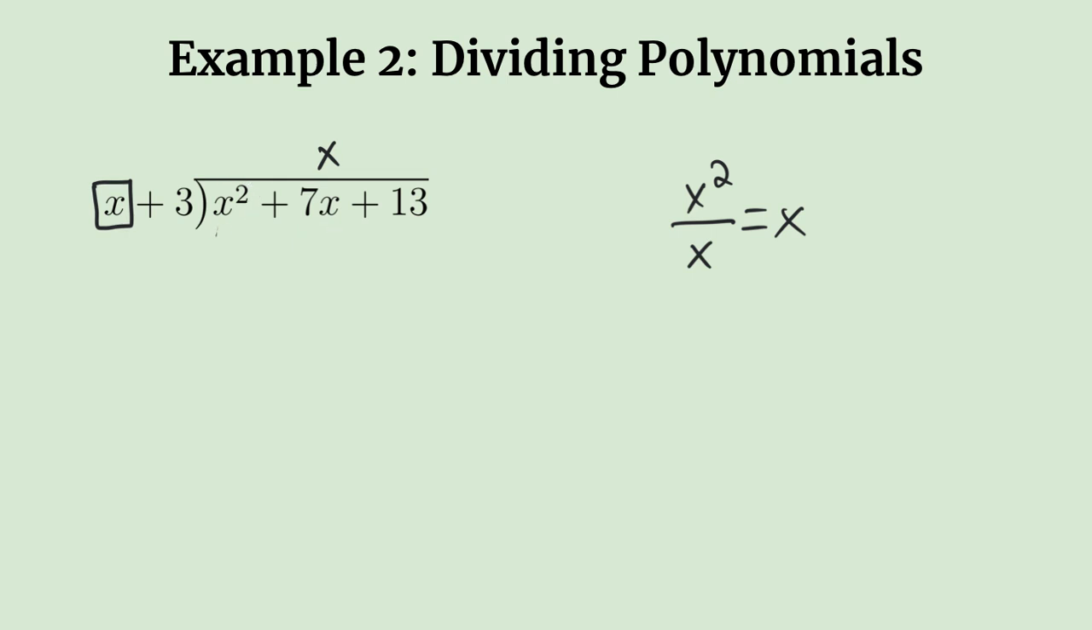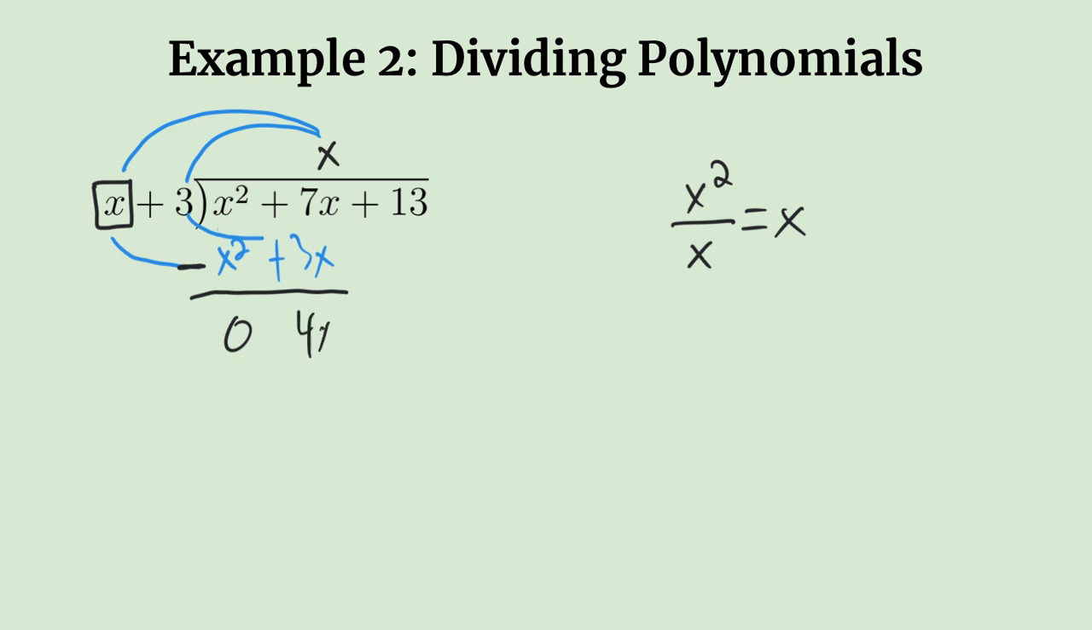So now, just like we do in long division, we're going to take that x, multiply it by the x here, and we get x squared. Then we multiply it by the 3, and we get plus 3x. Add or subtract those terms together. x squared minus x squared gets you 0. 7x minus 3x gets you 4x. And then we bring the 13 down.